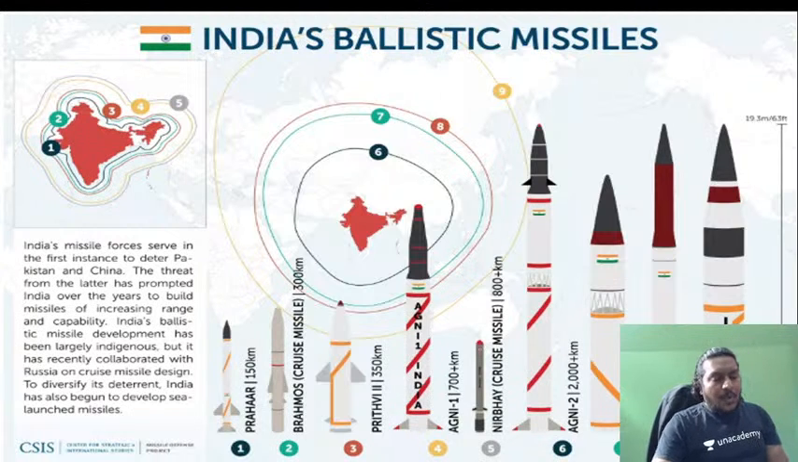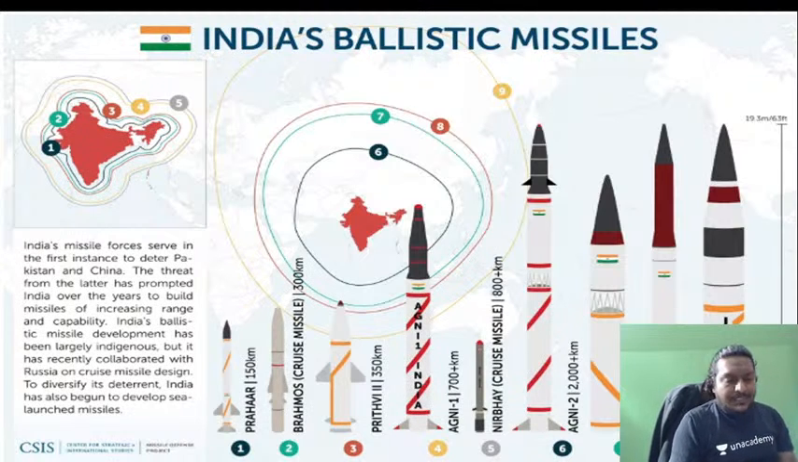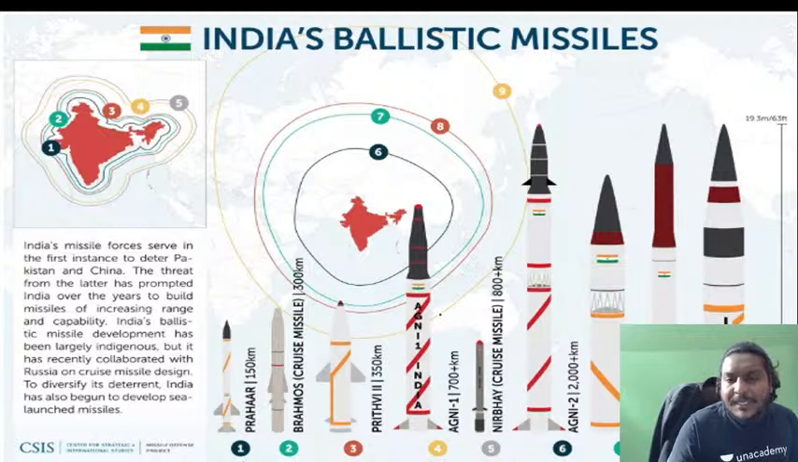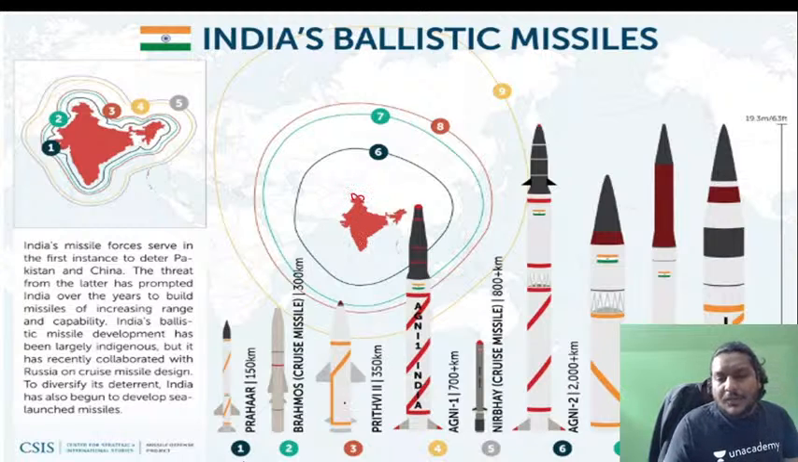So now we'll talk about India's ballistic missiles. Please do have a look at this. It shows you the different kinds of missiles, and you can compare that with the number. For example, number 1, the range of that would be very, very close, just 150 kilometers. If you see the 6th, for example, Agni 2, it is 2000 plus kilometers.